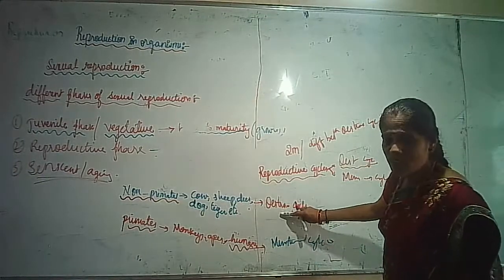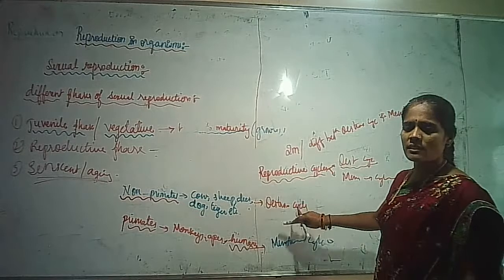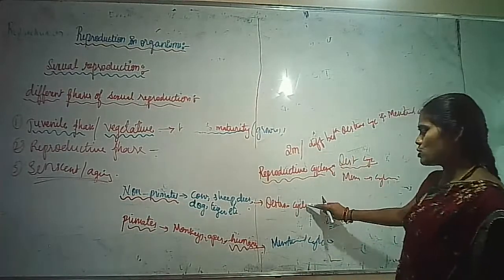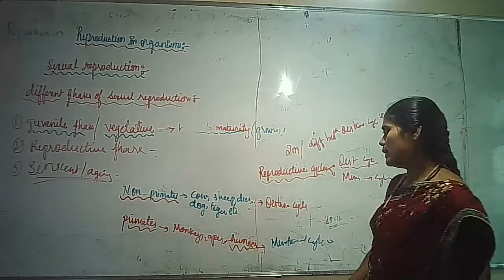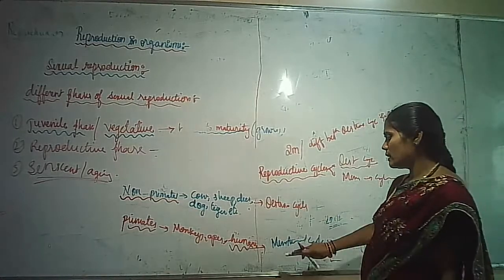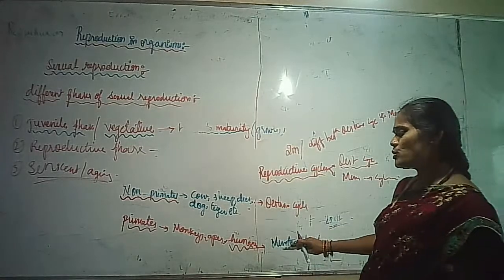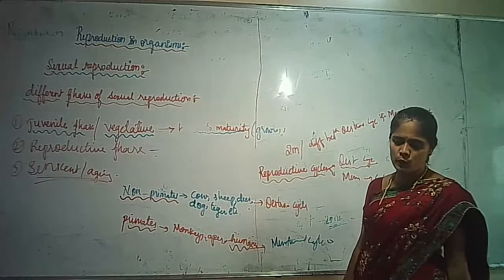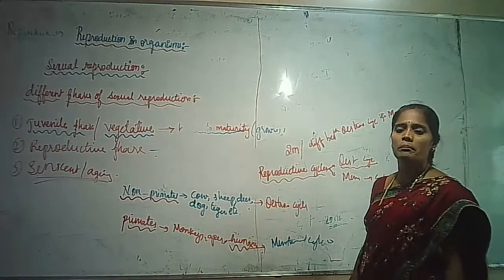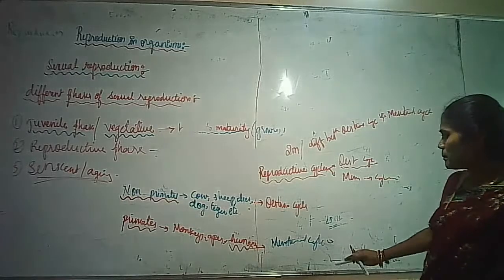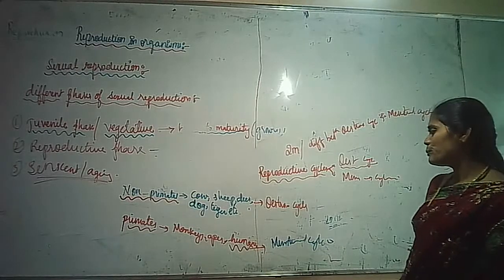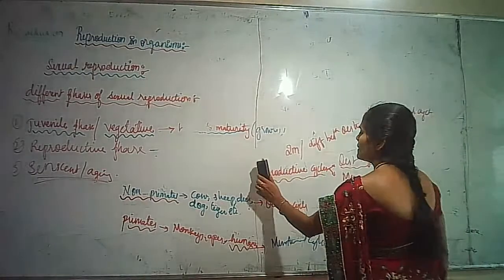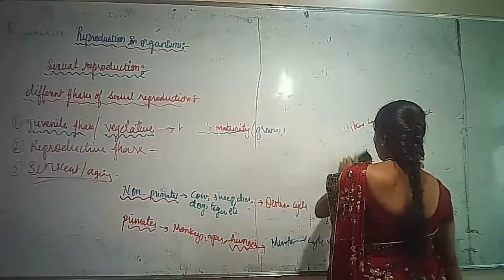In the estrous cycle there is no bleeding. There is only the release of heat. Then what about the menstrual cycle? The menstrual cycle takes place in primates like monkeys, apes and human beings. It is shown through a bleeding process. Here you can see how exactly it takes place. I will tell you.